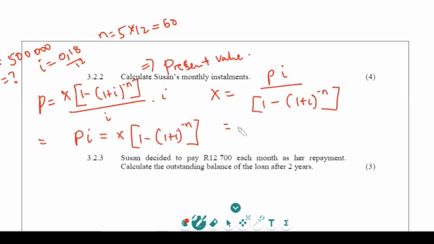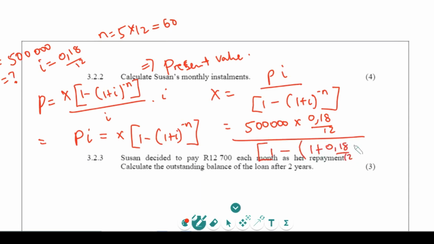Then I'll do my substitution at once. So that is 500,000 times our interest rate was 0.18 over 12. Then I'll divide this by 1 minus 1 plus 0.18 over 12 to the exponent of negative 60. Boom. Then what is left for me is to just put that within my calculator, within my machine, so that it can do wonders for me.